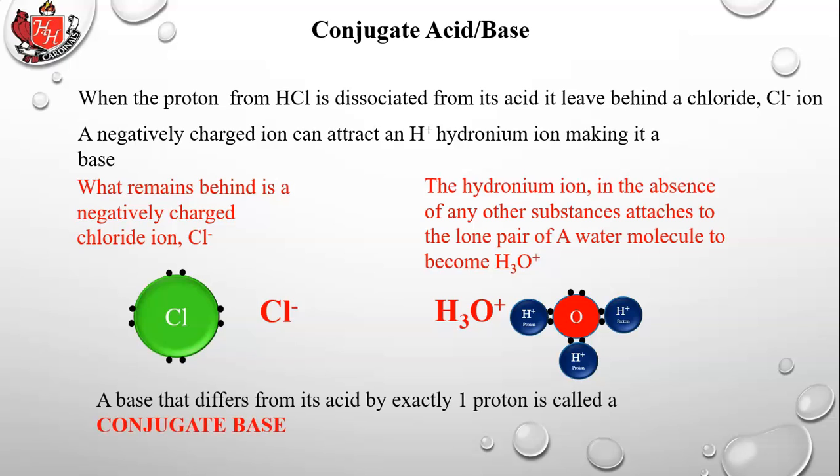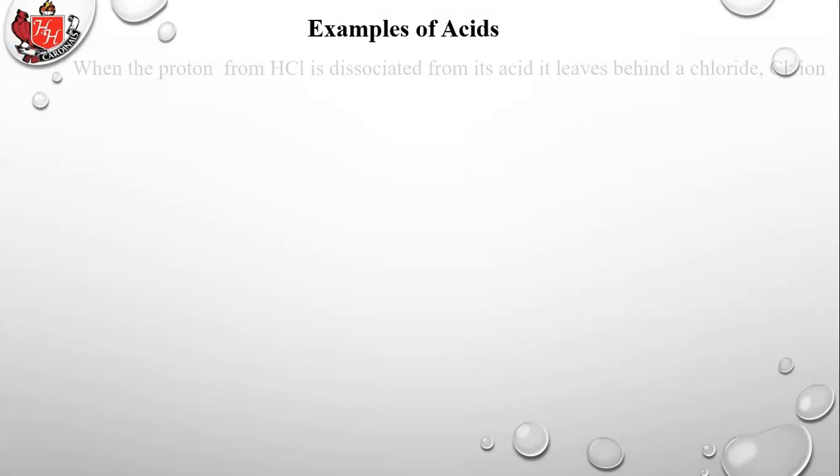A base that differs from its acid by exactly 1 proton is called a conjugate base. So the conjugate base of hydrochloric acid, HCl, is the chloride ion, Cl-. There's exactly 1 proton difference between HCl and Cl-, so those are called a conjugate acid-base pair. The importance of those will become apparent when we start talking about buffers, which use conjugate acid-base pairs. So just know the definition for now.